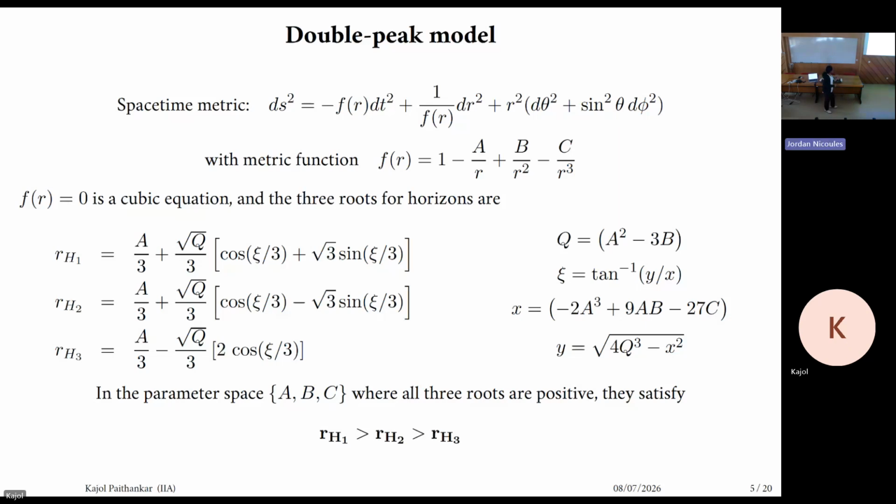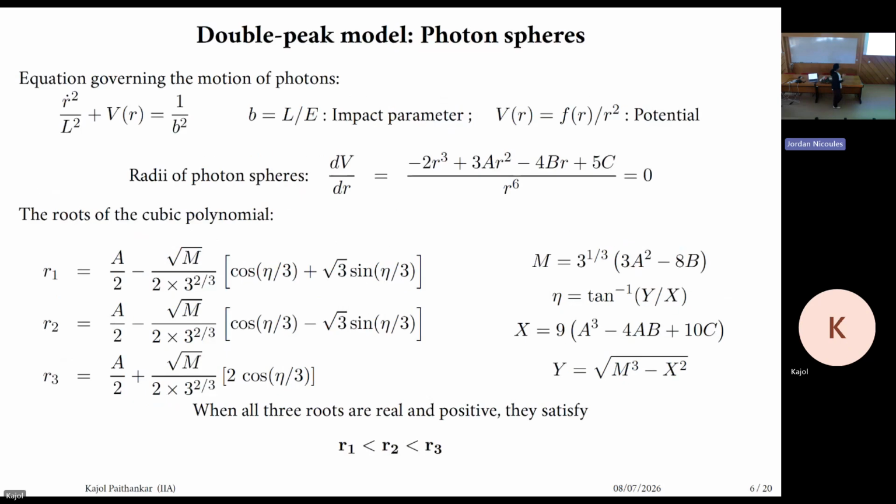In a similar way, once I set up this space-time, I can study what happens to the photons in it. The equation that governs the photon motion is given by this. This is the kinetic part, this is the potential part, and this is the constant on the right hand side. And B is the impact parameter, and the potential is given by the metric function f of r divided by r squared. This is the usual case, as in Schwarzschild. The same thing follows.